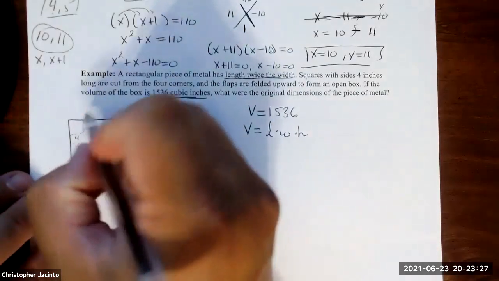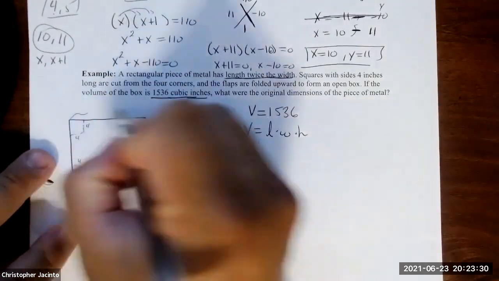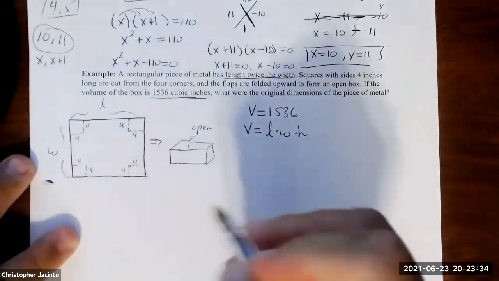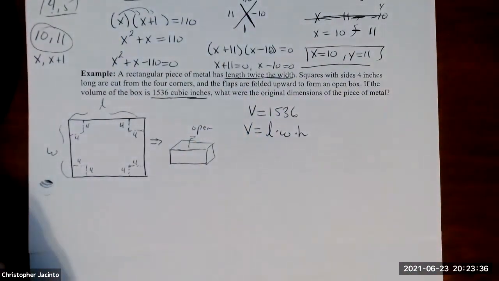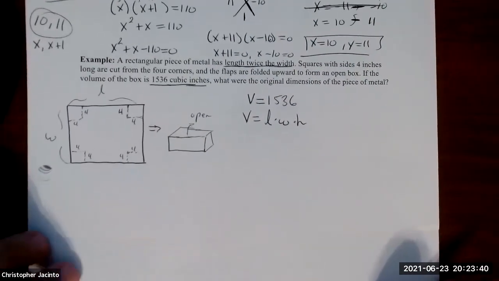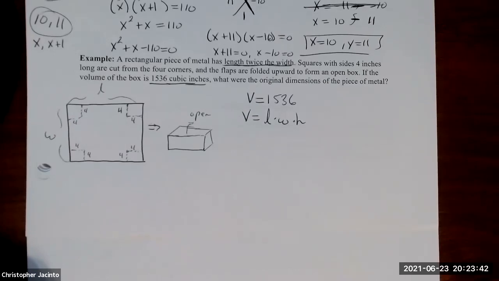Well, we know this is going to be the length. This portion here, this is called length. We know this is going to be the width. But the question is, how high is this going to be? Or how tall is this box going to be? Anybody have an idea?